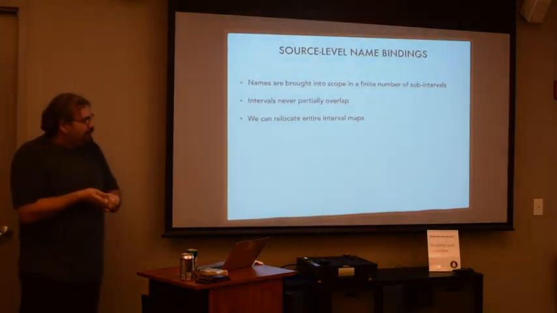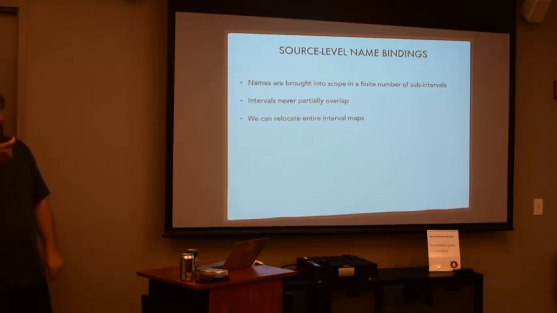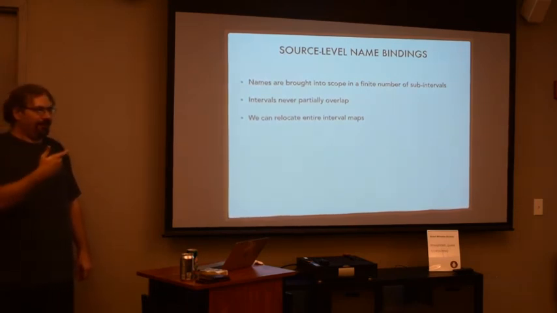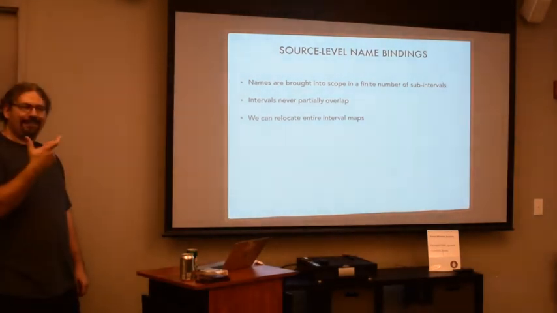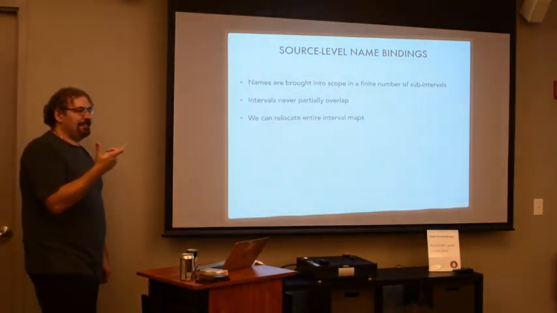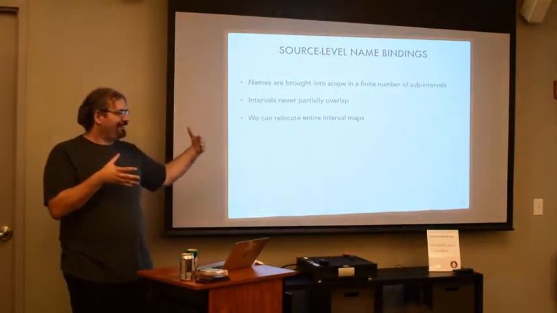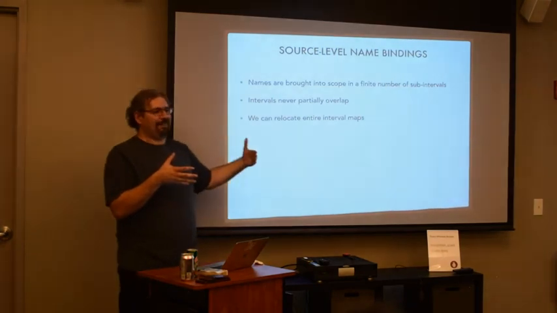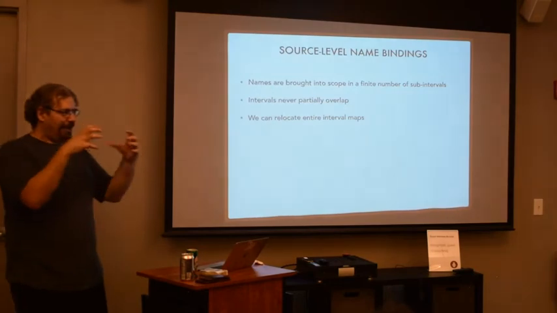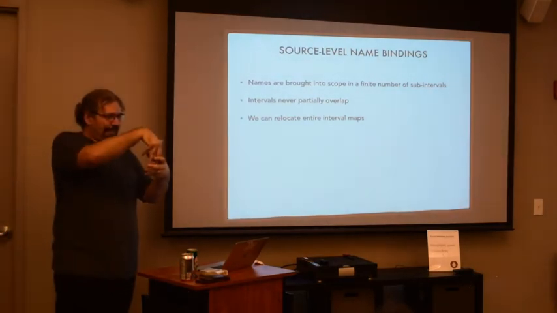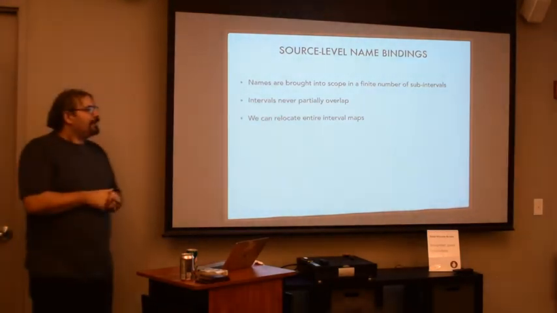As a result, if I have the interval map and I have the occurrence of a name, I look for the nearest containing interval for that name, and that tells me the binding site this is referring to. So this is a source level version of name capture based on intervals that do not partially overlap. If they ever partially overlap, then which was the nearest containing interval wouldn't be well defined. But since we have this property, we're good.